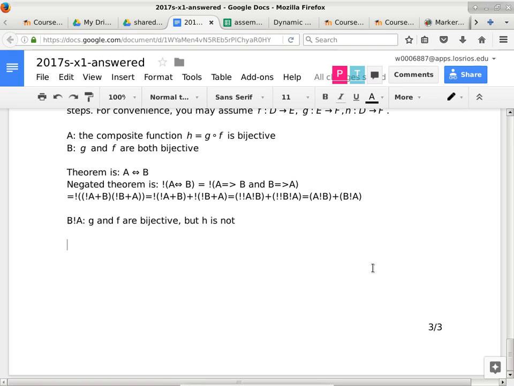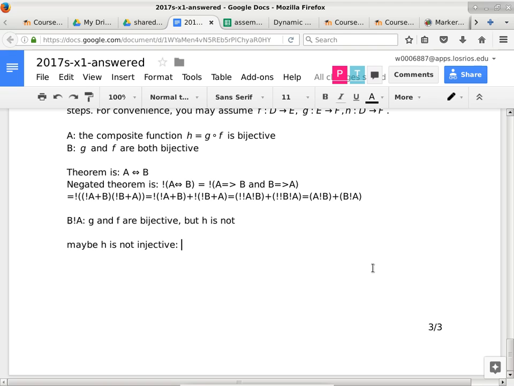It can be not bijective in two different ways. It can be not bijective because it is not injective. It can also be not bijective because it is not surjective. So in the case that H is not injective, what does it mean? There exists at least one element such that, and so on. If H is not injective, it means it does not map the elements in the domain to unique elements in the codomain, right?